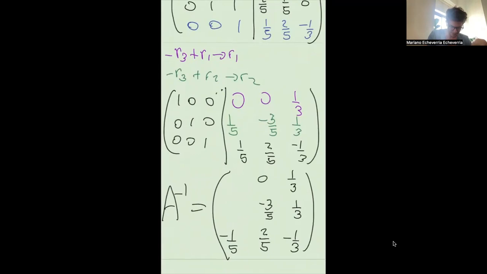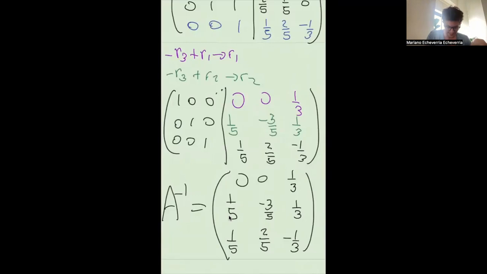Let's see if that's correct now. Is this correct? This one will be 1/5. Let me check again on Wolfram Alpha. 0, 0, 1/3. 1/5 minus 3/5, 1/3, 1/5. Oh, okay. Yeah. This wasn't too bad. I'm glad.